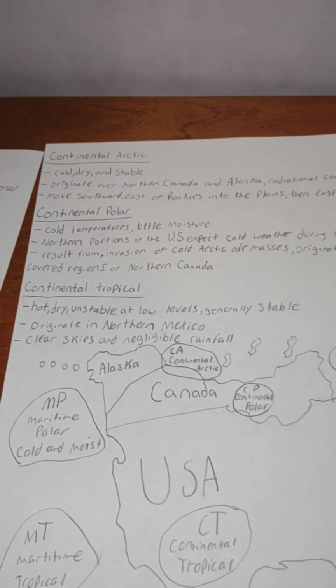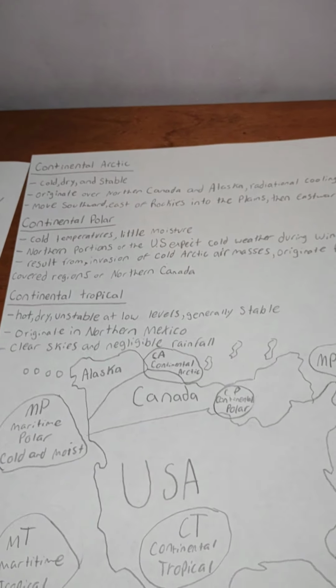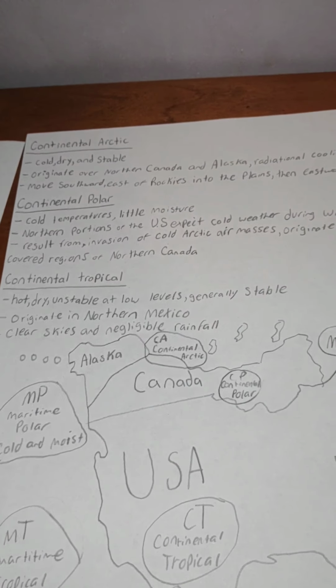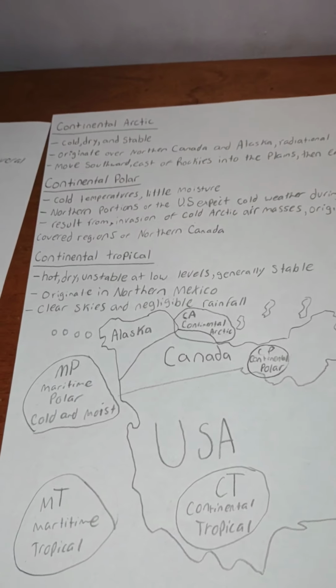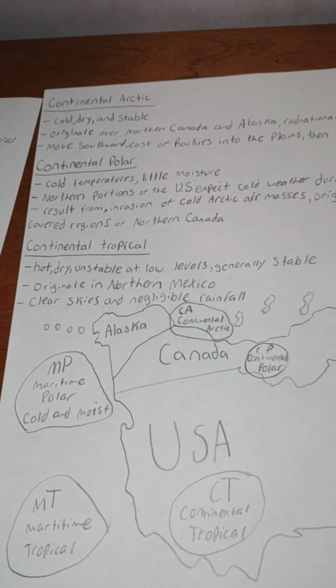Continental Tropical is hot, dry, and unstable at low levels, but generally stable. It originates in northern Mexico. It brings clear skies and negligible rainfall.